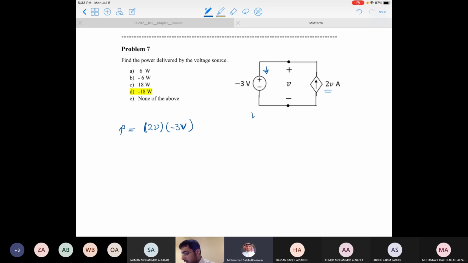So what is V here? V is actually the voltage across the voltage source, which is negative 3 volts. So if I do my calculation here, I will end up with 2 multiplied by V, which is negative 3, multiplied by negative 3, and this is going to give me positive 18 watts. Okay, so the correct solution is actually negative 18. Why? So what does this one tell me?